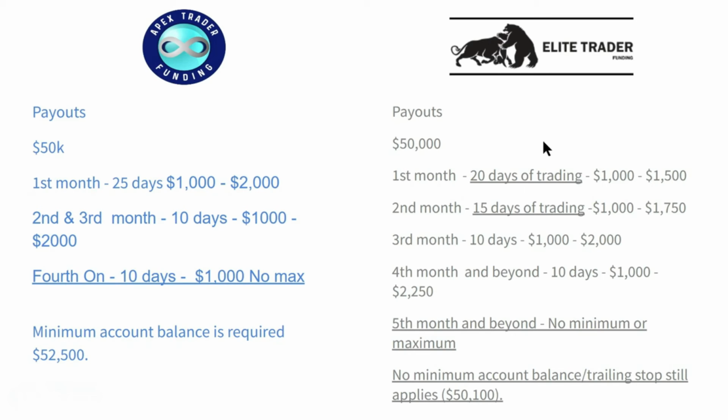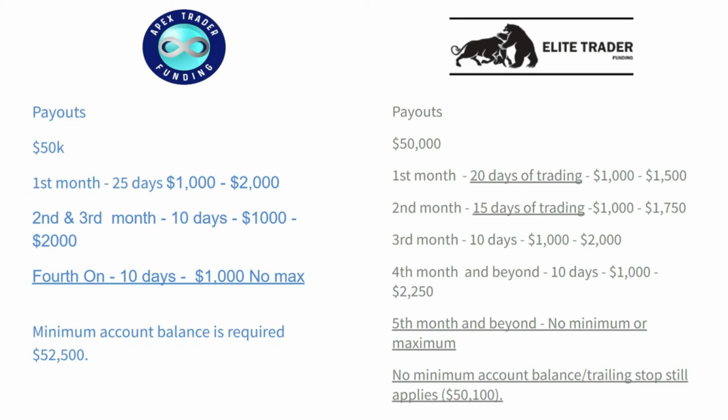With Elite Trader Funding, it's the 5th month. You actually have to hold, they will restrict your withdrawal until the 5th month. So it's a whole extra month.